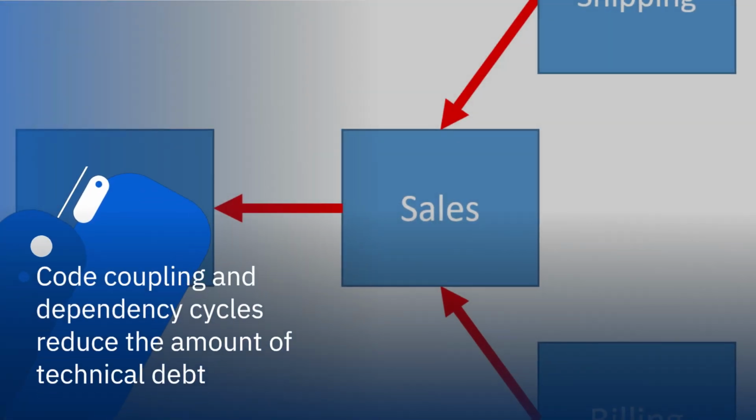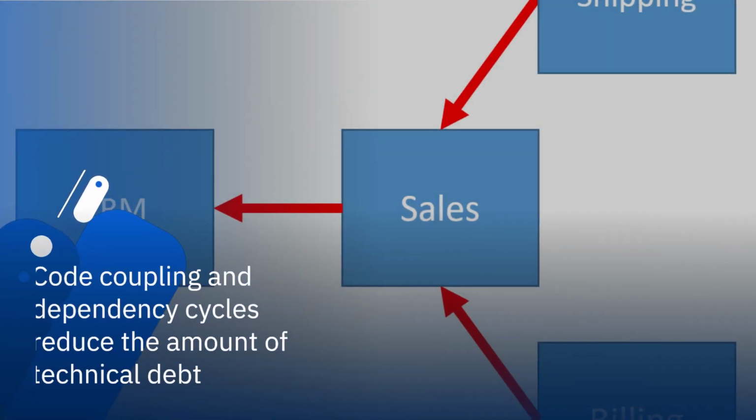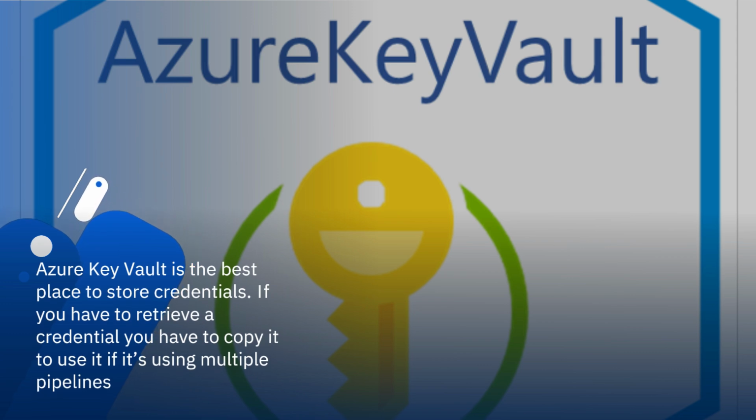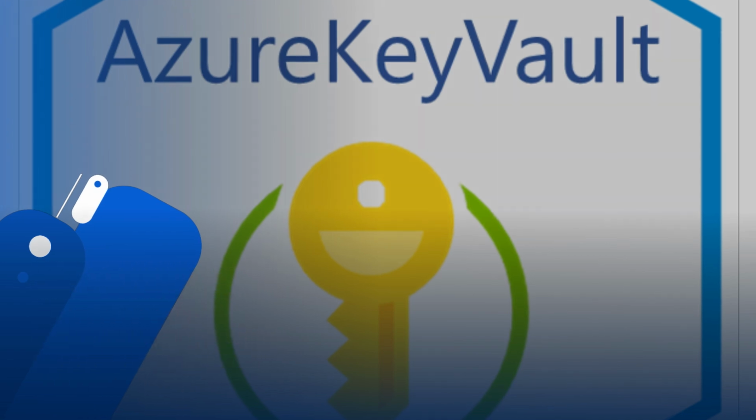Code coupling and dependency cycles reduce the amount of technical debt. Azure Key Vault is the best place to store credentials. If you have to retrieve a credential, you have to copy it to use it if it's used in multiple pipelines.